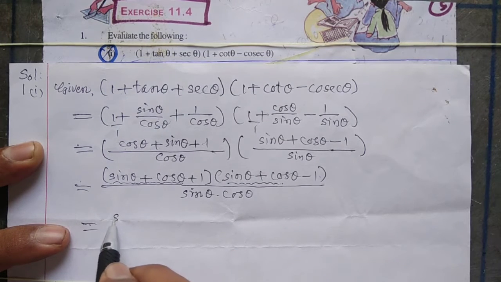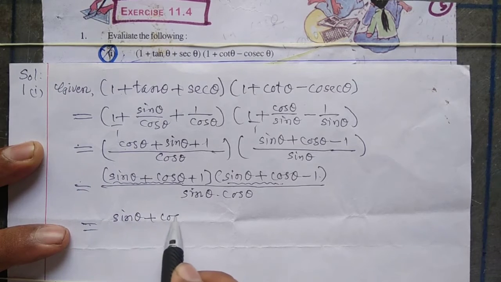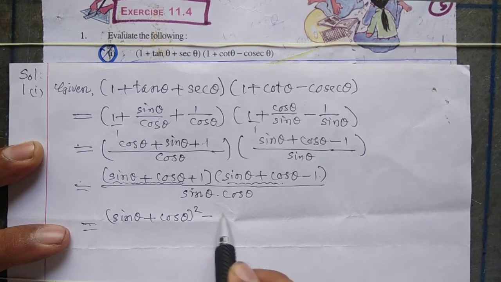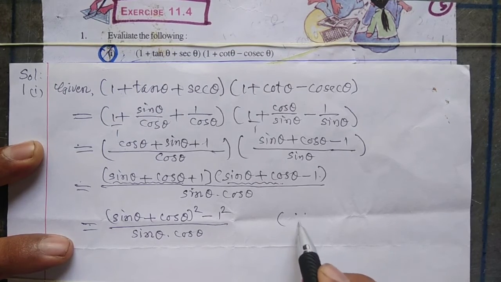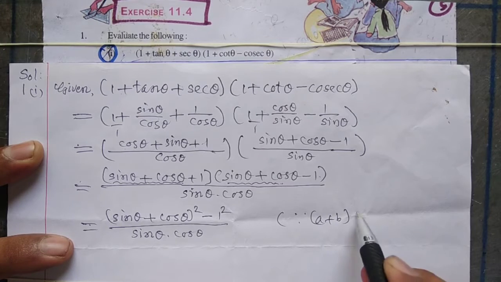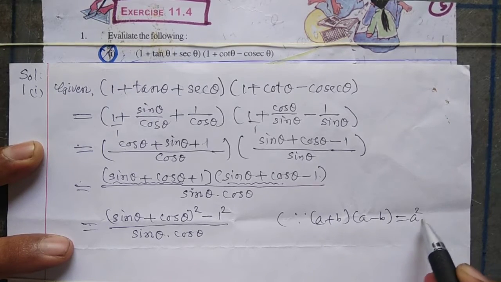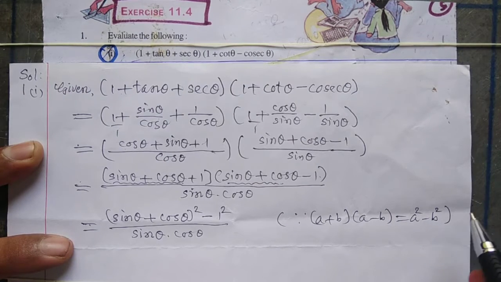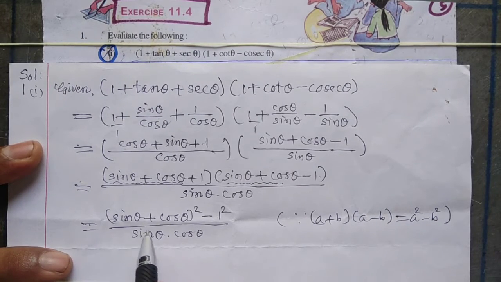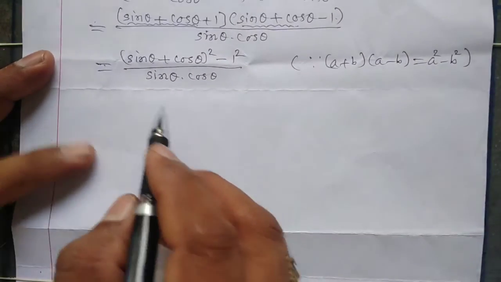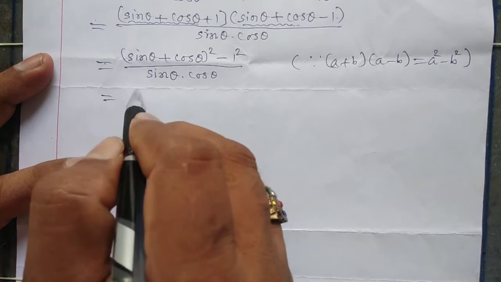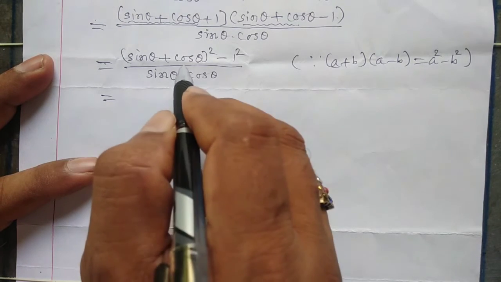We can write like this, (sin theta plus cos theta) whole square minus 1 square by sin theta cos theta, because a plus b into a minus b is equal to a square minus b square. This is the formula. This is in the form of a plus b, so we can expand as a plus b. A in place of a sin theta, in place of b cos theta.